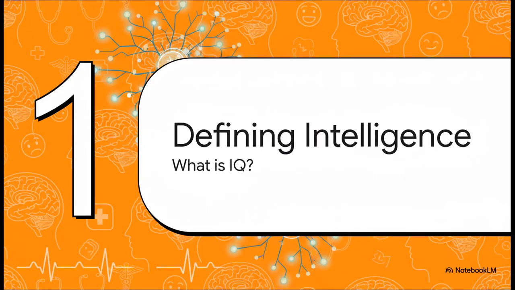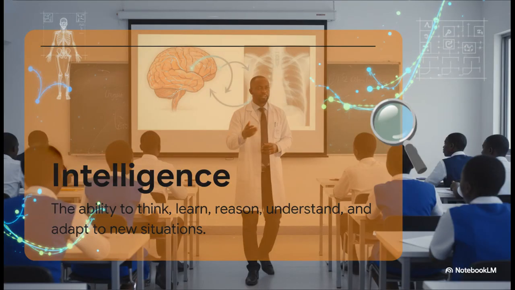All right, part 1, defining intelligence and IQ. Fundamentally, intelligence is basically your ability to think, learn, reason, understand, and adapt to new situations. It's how you use your knowledge and skills effectively in everyday life. It's the engine that helps you solve problems, like, say, a radiography student figuring out how to adjust exposure factors after a blurry image, make smart decisions, and actually learn from your daily experiences.